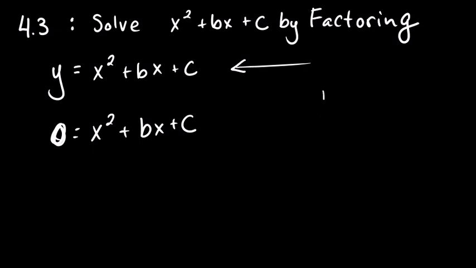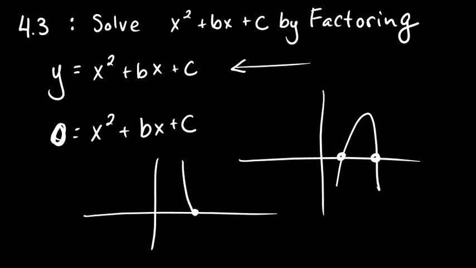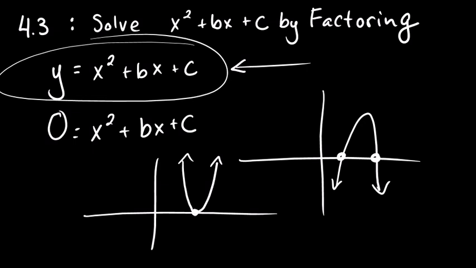So what happens when y is 0? When y is 0, we're talking about our x-intercepts. Sometimes we have 2 intercepts, and sometimes we have 1. And we're going to be looking at the different possibilities here and what it means. So overall, when we set it equal to 0 and when we solve, we are looking for our x-intercepts. That's the whole idea. So we are factoring in this section.